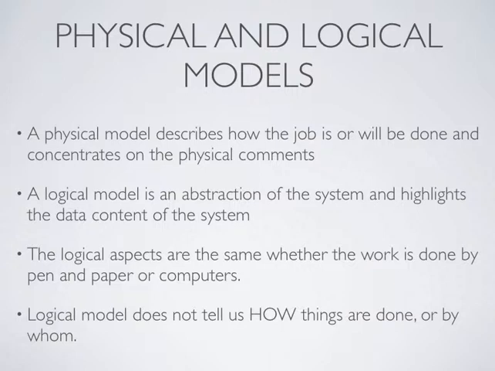A logical model is more abstract. It's looking at what the system highlights and the content which is being processed through the system. So logical aspects can be the same as the physical. It can be done on pen and paper, but often it's done by computers. So a logical model does not tell us how things are done or by whom. It just shows the process and the inputs and the outputs into the system. So later on, when we do these context diagrams, we talk about sources and sinks. So the source of the information, the sink is where the information goes eventually.